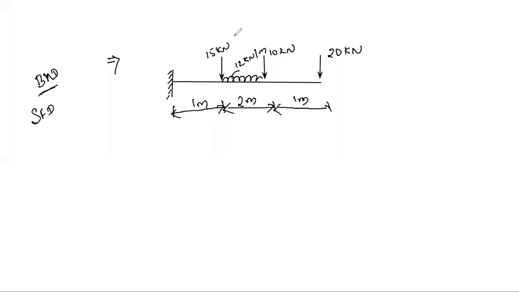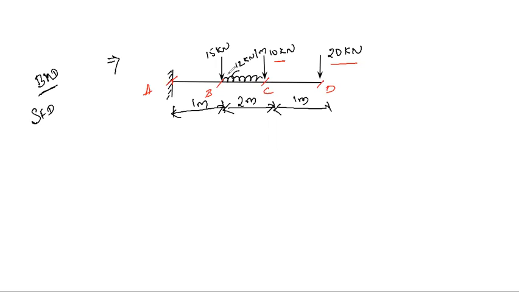For the given problem, as we know, it is a cantilever beam subjected to different point loads as well as a UDL. At the free end, we have 20 kilonewton. We'll make sections here: this is section A, this section B, this is section C, this is section D. At section D we have 20 kilonewton, at C we have 10, at B we have 15, and at A we have nothing, as it is fixed over here. In between B and C we have a UDL.